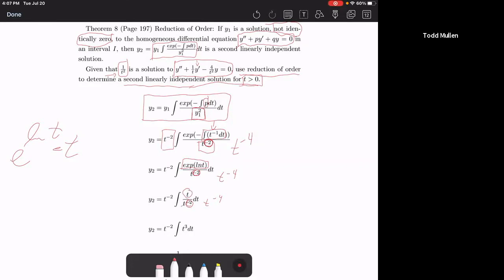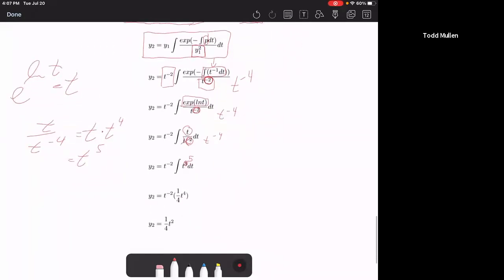But now instead of dividing by t to the negative 2, we're going to divide by t to the negative 4, because that's what the equation calls for. t over t to the negative 4 is equal to t times t to the 4. So that's equal to t to the 5. So this 3 is now a 5. And now we're going to integrate t to the 5, which is clearly now 1 over 6 t to the 6. And then we'll multiply it by t to the negative 2, which will end up giving us t to the 4. So our y2 is 1 over 6 t to the 4.